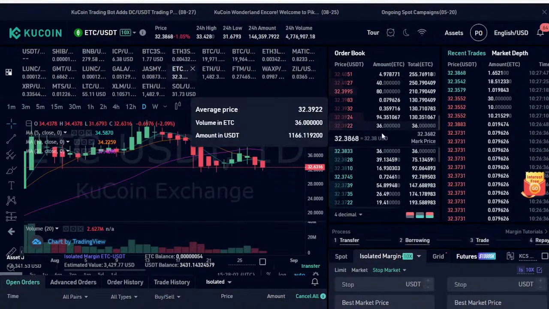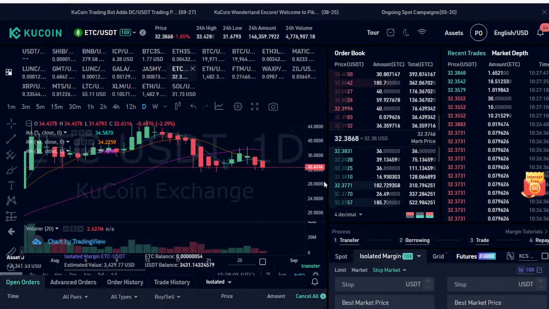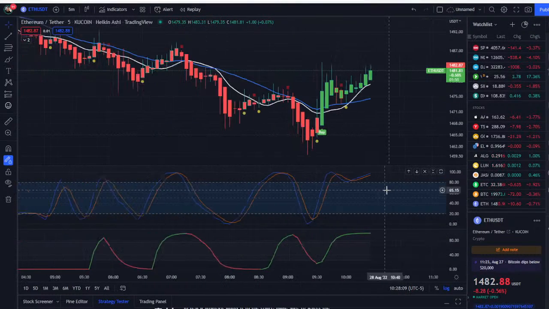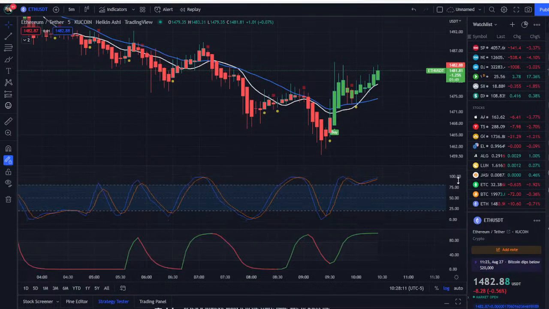If you guys are not paying attention to the dip, this is how we're going to play this. So currently, let's take a look at Ethereum because Ethereum has that whole movement going on. So right now, as you can see here on our Ethereum dip.